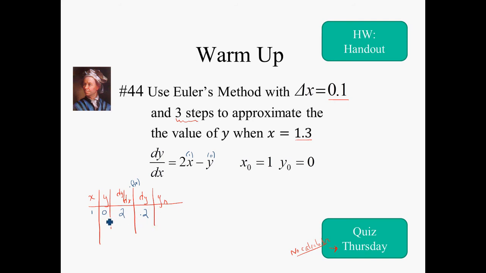you are adding the old y and the change in y to get the new y. Then your next row is going to be from 1, you're going to add delta x, not multiply. Here you're multiplying by dx, here you're adding dx, so I get 1.1. And then I'm using my new y of 0.2. I'm not really going to look here or here.